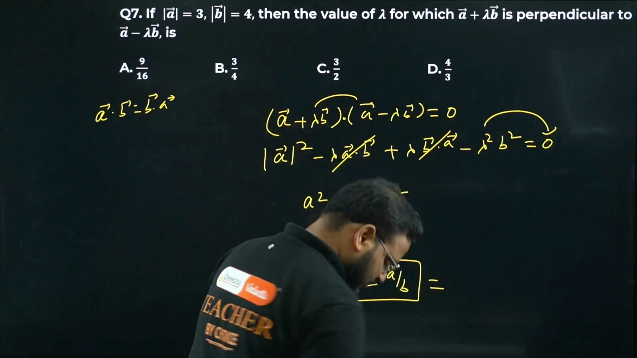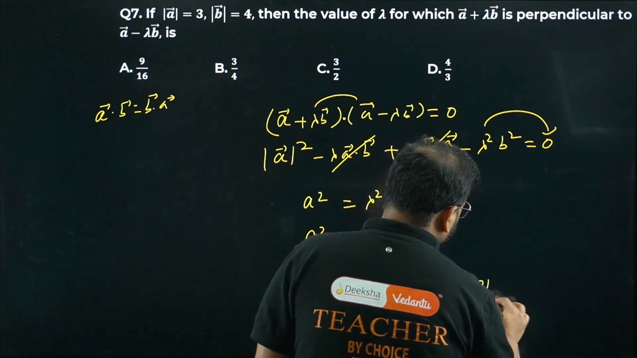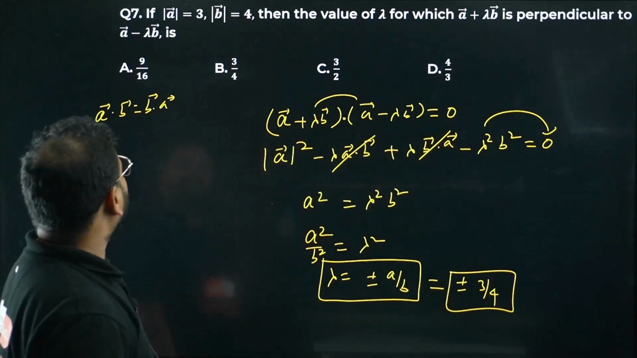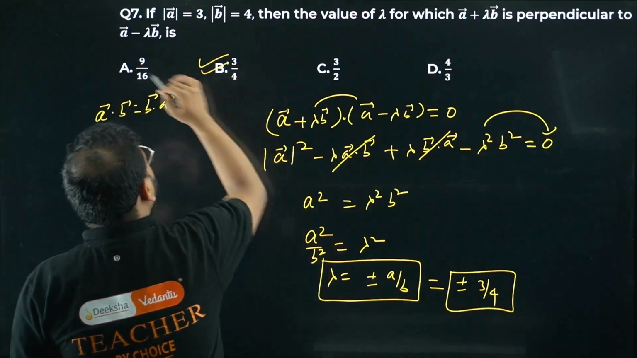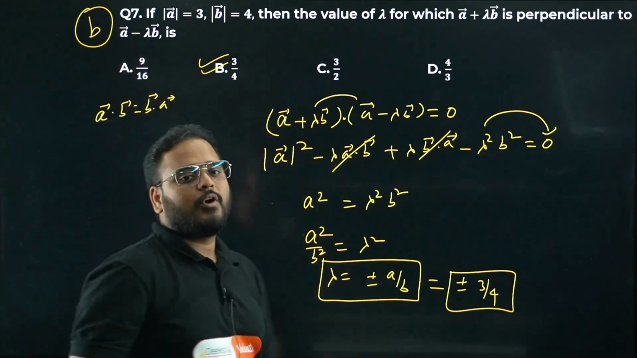What I get here? Please check. So my A value is 3, so plus minus 3 by 4. Right? Any option like this? Only one we have, option B is right. We don't have negative over here, right? Yeah, only one we have, option B is correct.